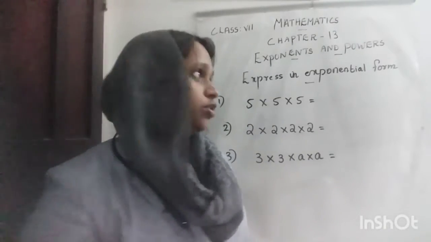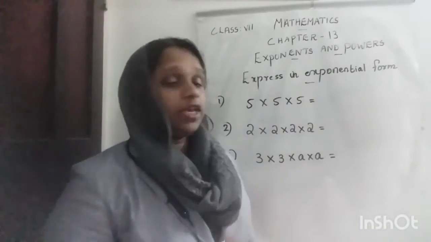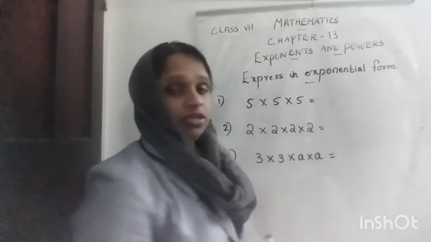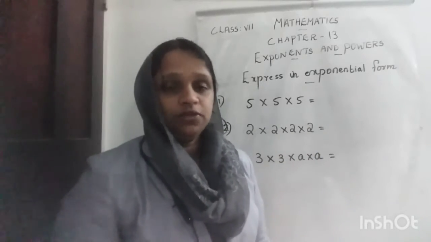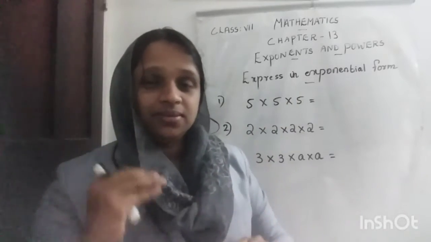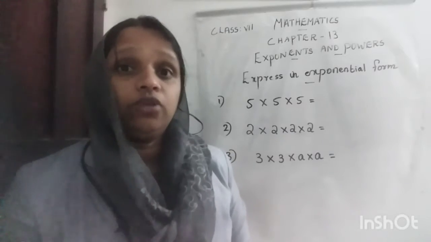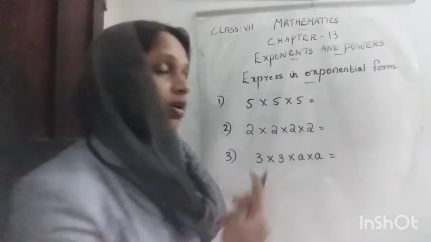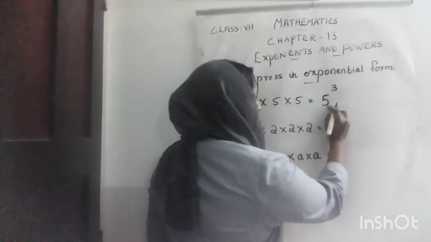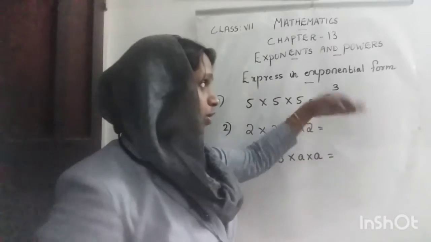Next we are going to discuss how to express numbers in exponential form. See the first question, 5 into 5 into 5. That means the same number repeating 3 times, right? So how do we write this in exponential form? Yes, 5 raised to 3.